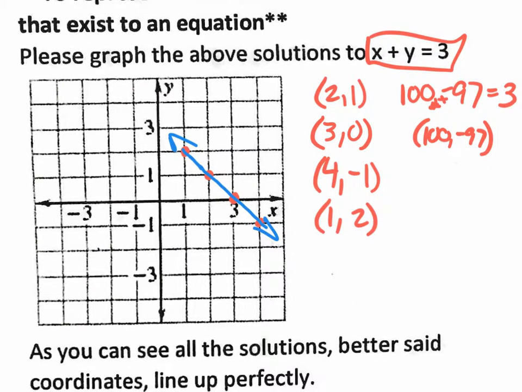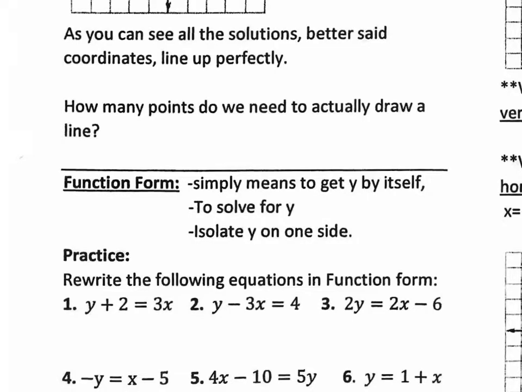Even decimal answers are represented inside this blue line. Like for example, you could say 1.5 plus 1.5, that'll give you 3. So a coordinate is 1.5, 1.5. So if you did go 1.5 halfway more, and then up 1.5 halfway more, you're going to end up perfectly on that blue line. So this blue line truly does represent every single answer that possibly exists to that equation x plus y equals 3.